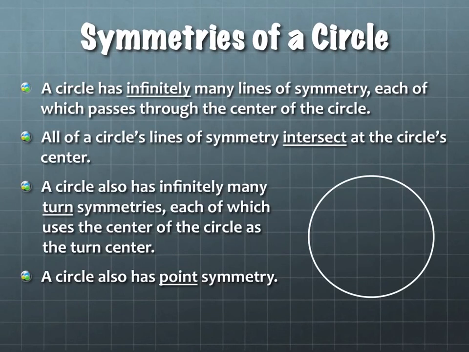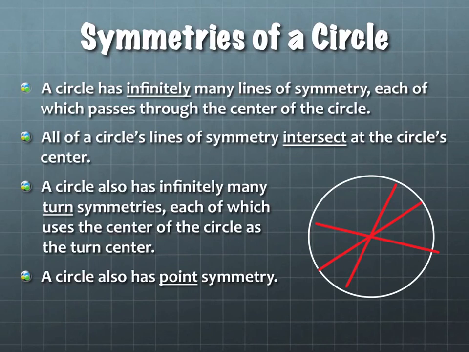All right, symmetries of a circle. Circles are amazing, like the most convenient, beautiful shape ever. A circle has infinitely many lines of symmetry, each of which passes through the center of the circle. What is another name that you know for that shape? A diameter. Every diameter, and there are infinitely many, is a line of symmetry.